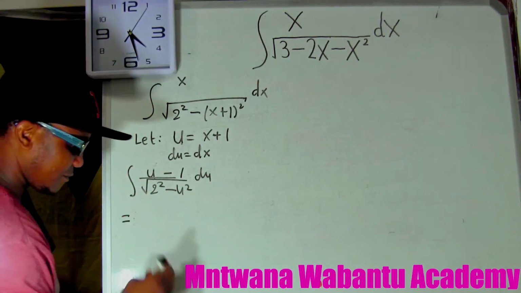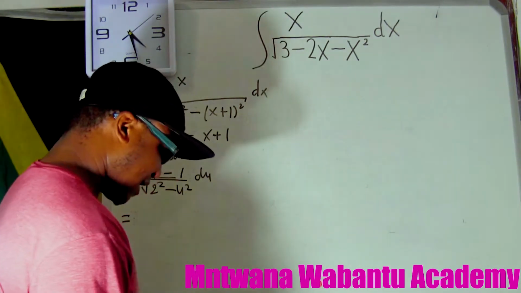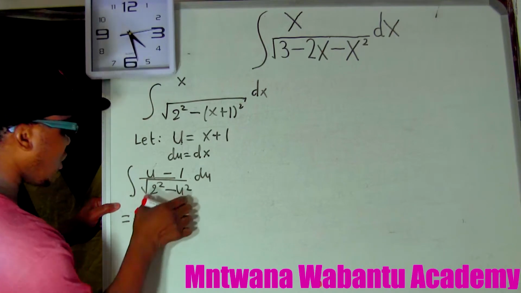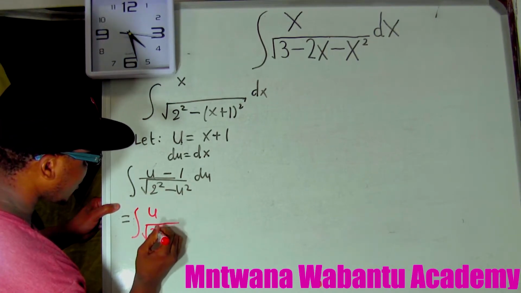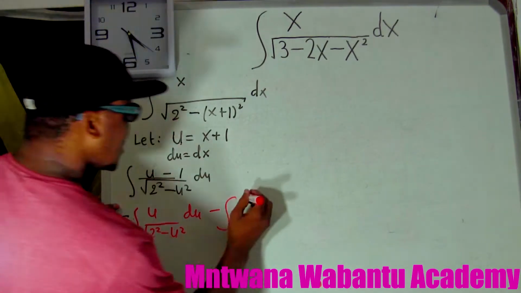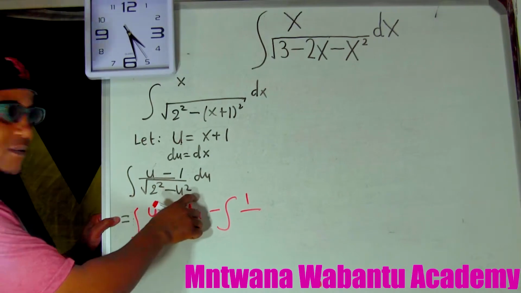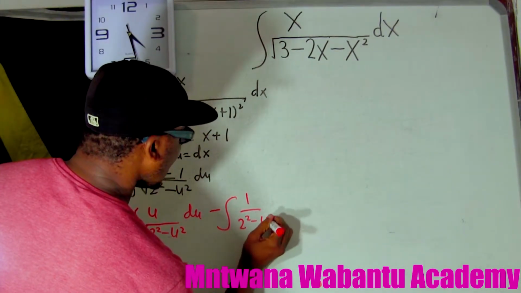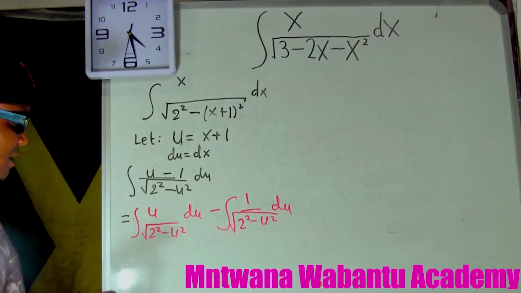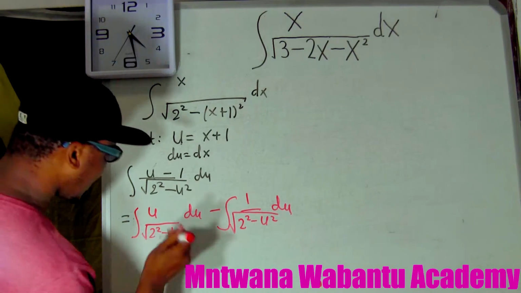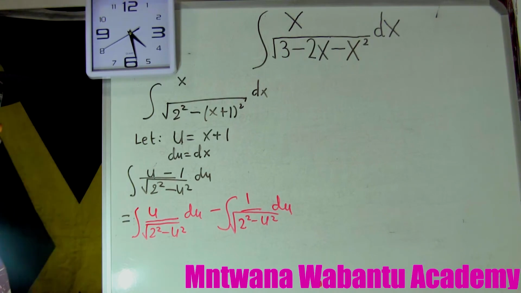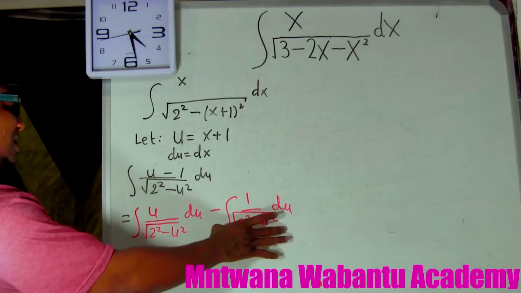It is as simple as saying: the integral of u over the square root of 2 squared minus u squared du, minus the integral of 1 over the square root of 2 squared minus u squared du. So I have to solve these separately. This one is going to be a substitution, and this one is going to be a sine substitution. This one is easy, and this one is easy too.